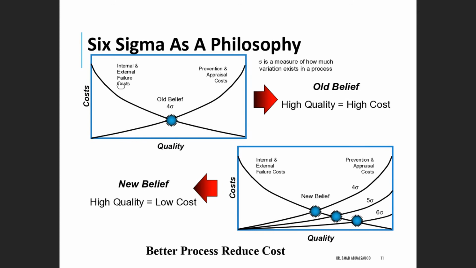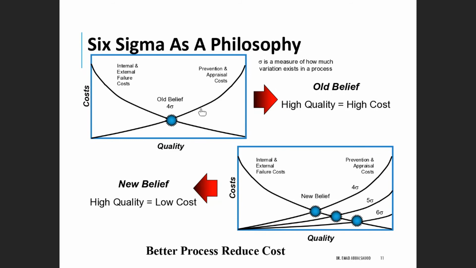This is also a cost the organization paid, and it's going to be associated with the final price tag on the product or the service that you are going to purchase. So the old belief, the Four Sigma here, we're talking about the level of variation that exists in the process. They believe this is the intersect point where there is high quality and high cost. And this is the curve of quality and the curve of cost.